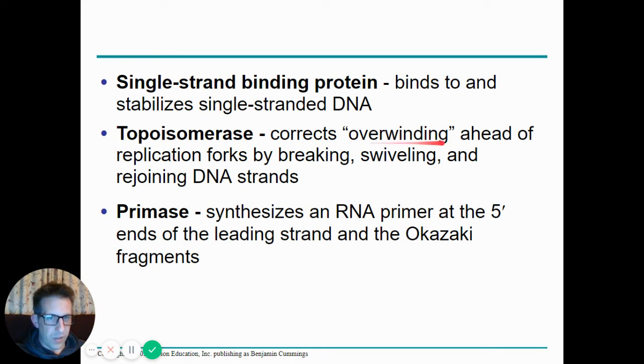Topoisomerase, I wish we were in class. We could get you guys up out of your seats and active, and maybe I'll have my kids do this live. It would be fun to do.